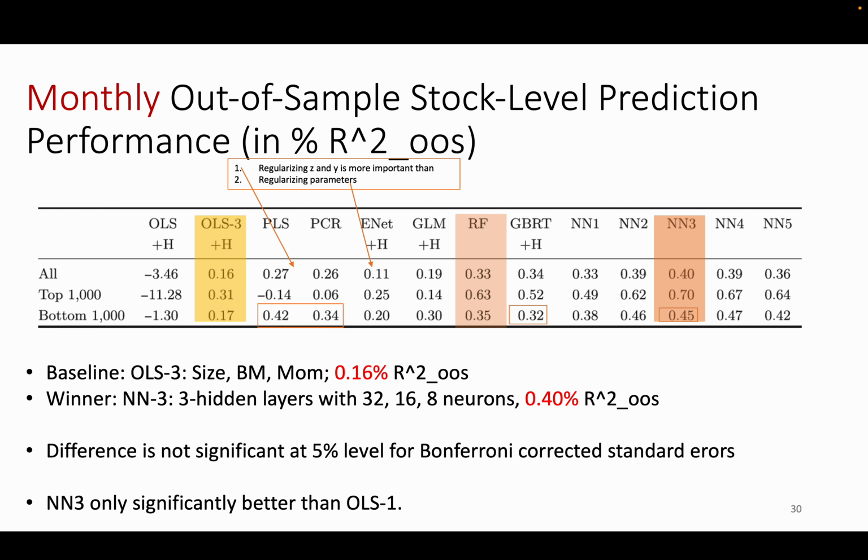Yeah? We have all stocks. On average, there are 6,000 stocks per month. We said that. Here are the top 1,000, the bottom 1,000. The metric is in terms of market cap. So these are the largest 1,000 stocks, the smallest 1,000 stocks. And here we have the percent out-of-sample R squared for a linear regression.